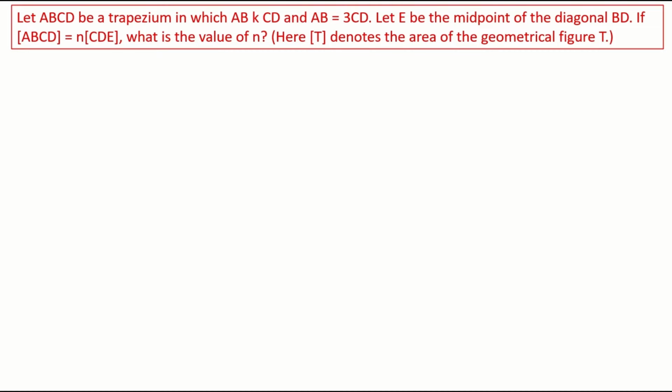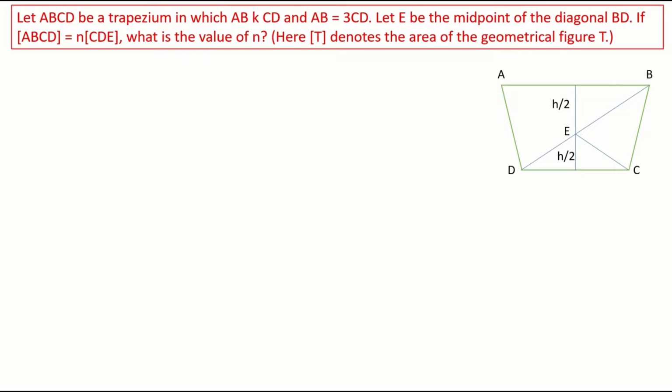The first question: ABCD is a trapezium in which AB is parallel to CD, and AB equals 3 times CD. Let E be the midpoint of the diagonal BD. If the area of ABCD equals n times the area of CDE, what is the value of n? Here the bracket denotes the area of the geometrical figure.